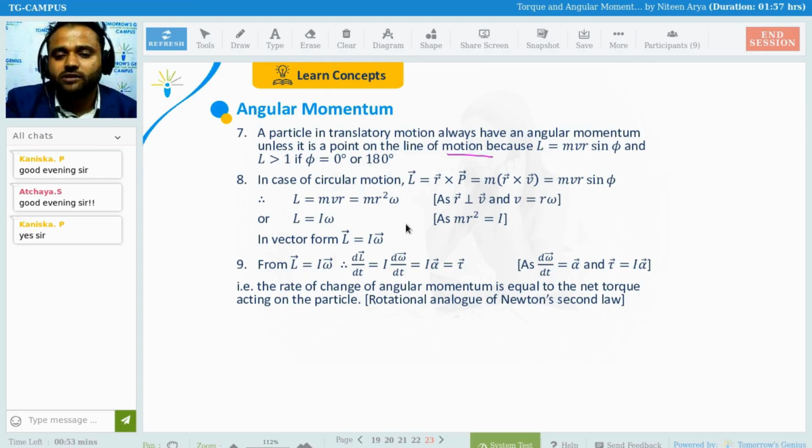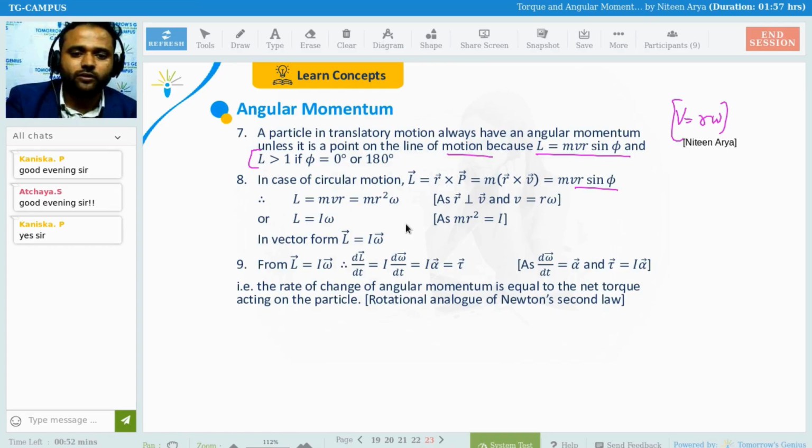Because L equals m V R sin phi, L can be zero if phi equals 0 or 180 degrees. In case of circular motion, L equals R cross P, m R cross V, m V R sin phi. Because L equals m V R, you can put V equals R omega, since R is perpendicular to V. We can use L equals I omega also. How so? Again, I equals m R squared, right?